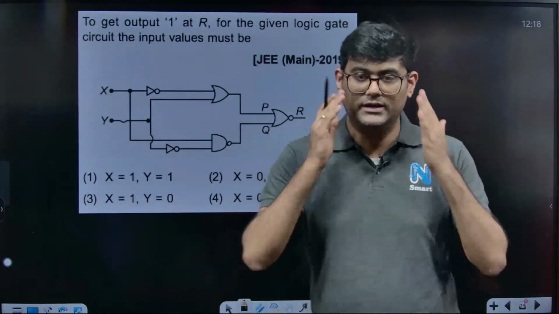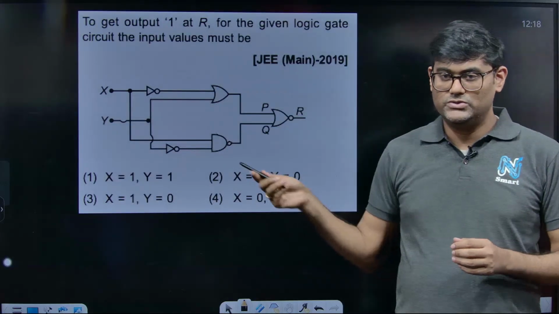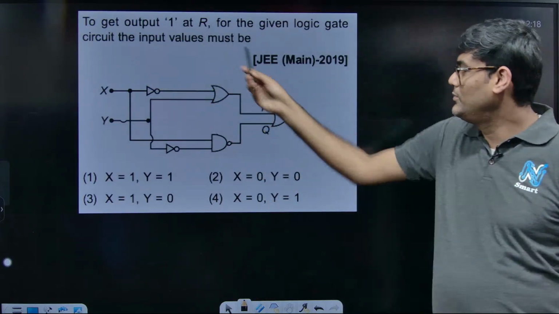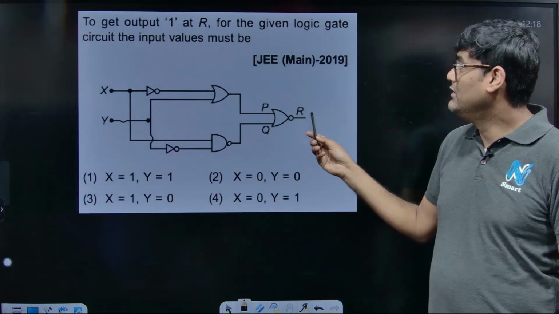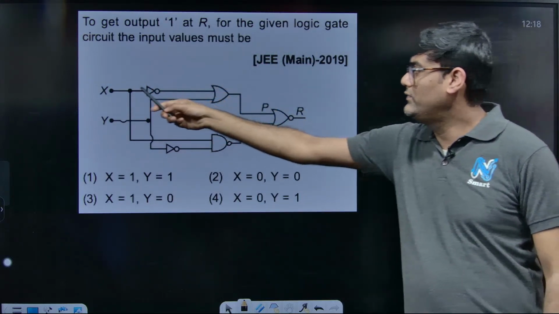Okay students, let's try to solve this question. The question says, to get output 1 at R for the given logic gate, what are the input values of x and y?